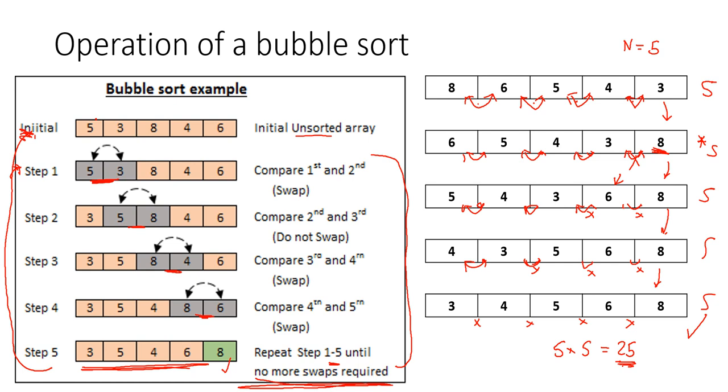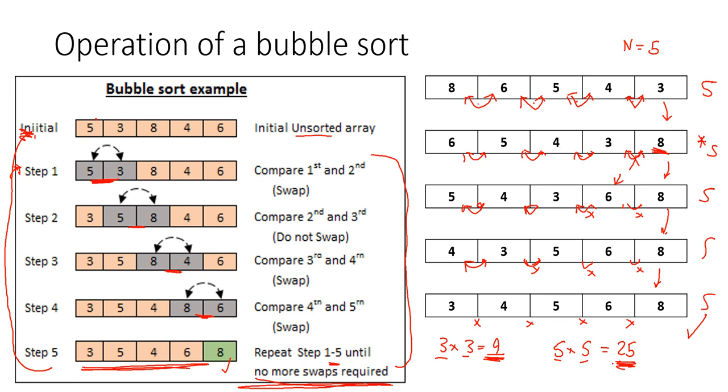Now, how would that change if we had less items? So if we only had 3 items? Well, 3 items, there'd be 3 comparisons 3 times as a worst case scenario. 3 times 3, 9. So as the number of items goes up with a bubble sort, the number of comparisons, the number of computations increases dramatically.